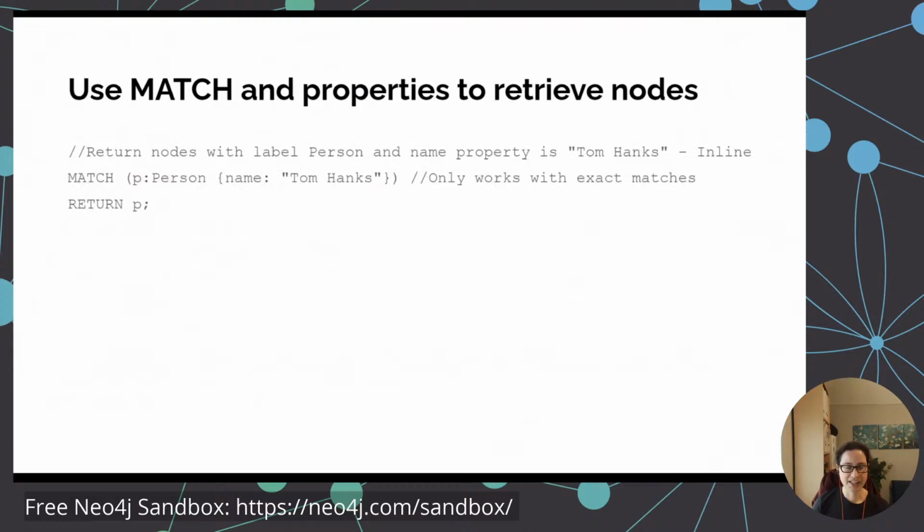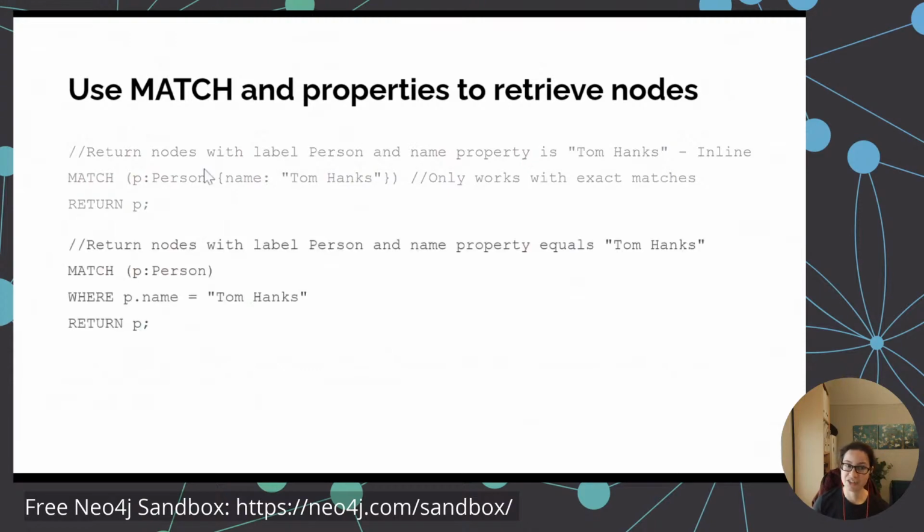So something to mention here is when we do the property name like this with the curly braces and Tom Hanks, this is an inline property, and this only works with an exact match. So what I could do as well, and notice I've changed my variable name, so it was n previously, I've changed it to p now. So what I could do is, I know in this example I want to do an exact match, but I can use the where clause, and the where clause allows me to do non-exact matches. So here I'm doing an exact match, so a bit like in SQL, I use where.